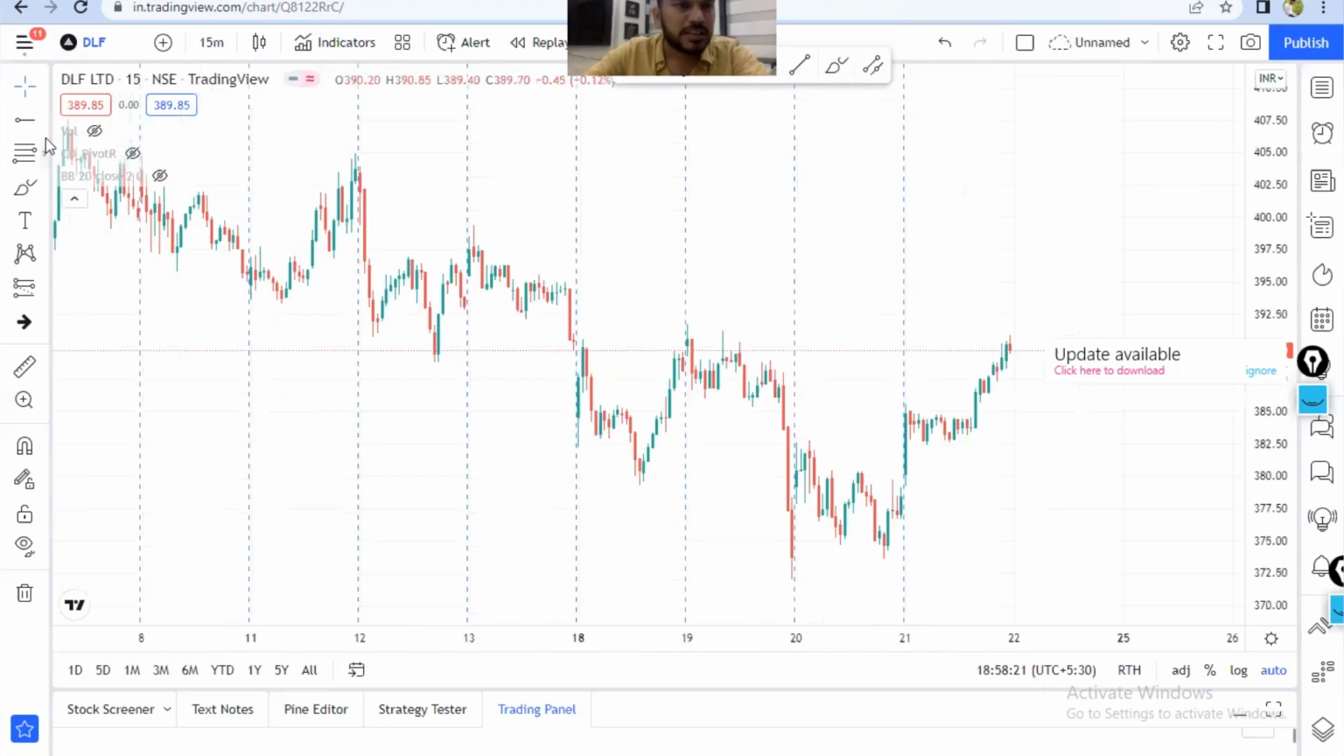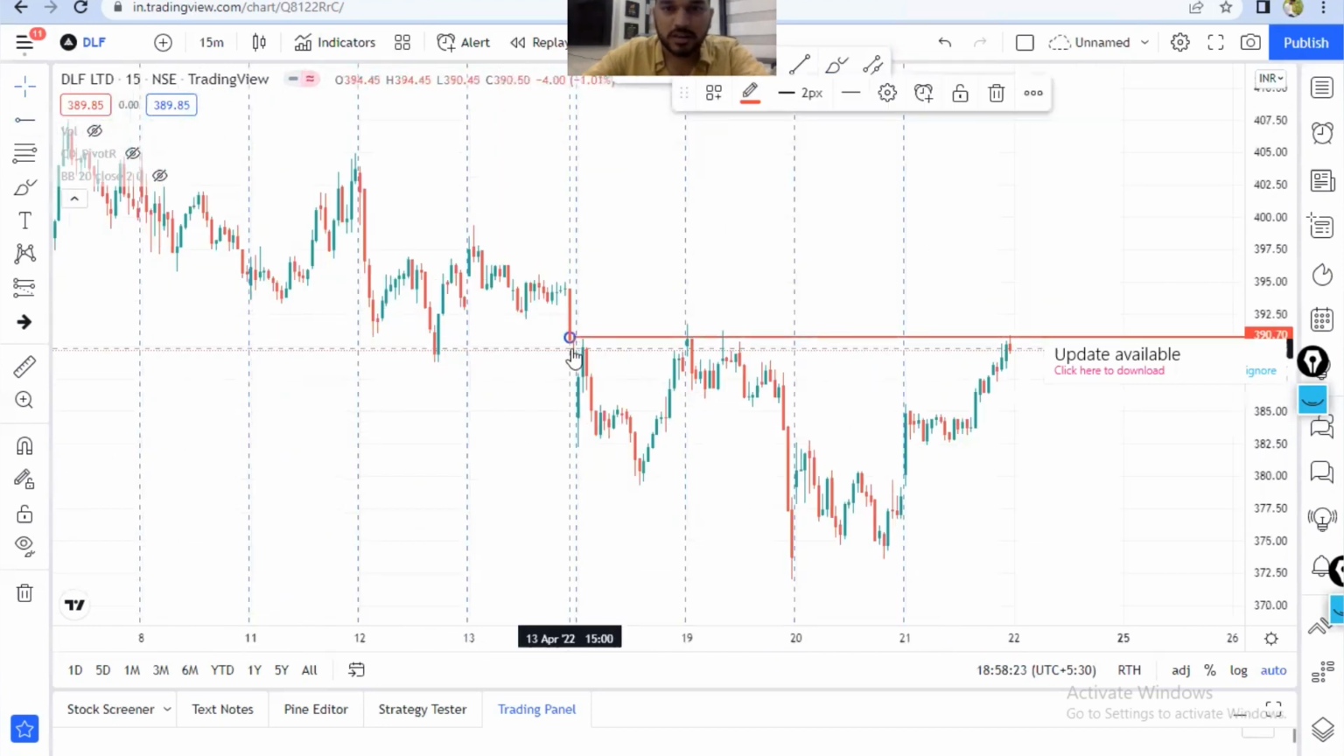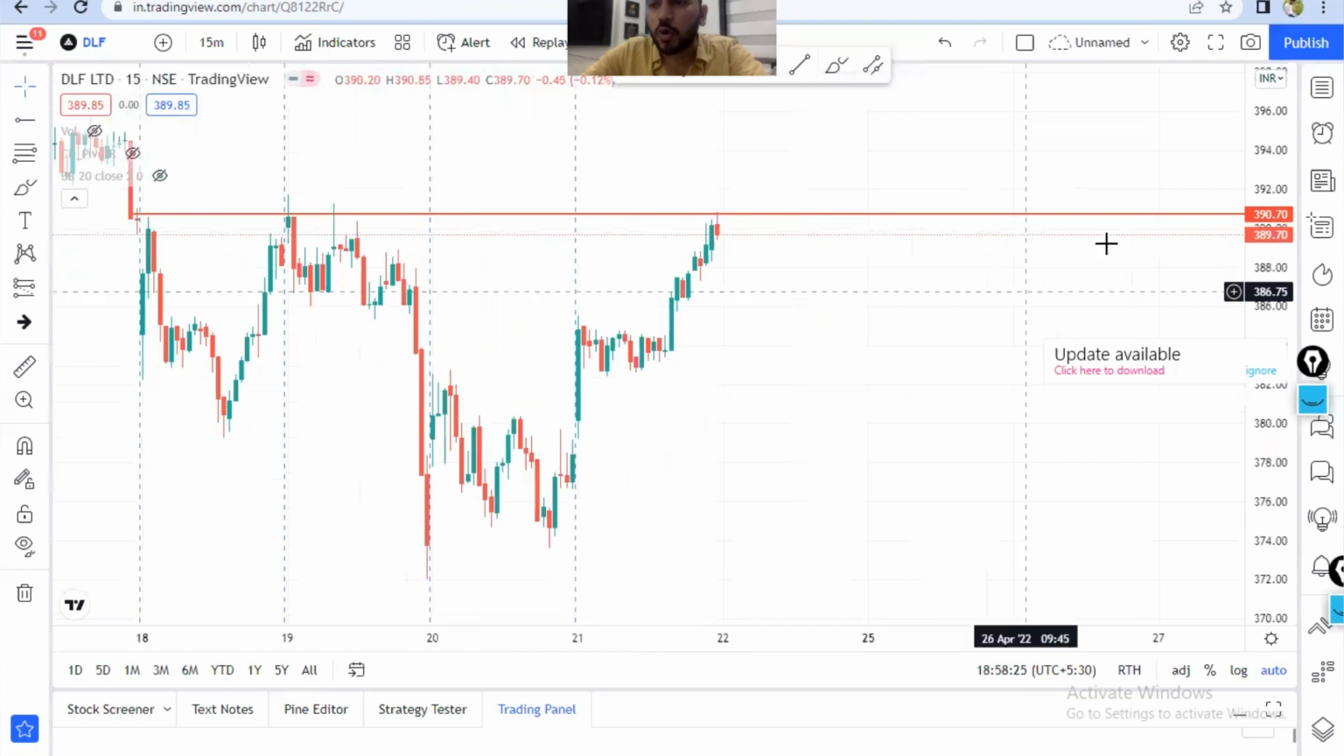So let's just mark these levels. So if you see, this was a resistance tested once, twice, thrice. So we will go long above 390, which is 400, with a stop loss of 2 points, which is more than enough, right? That's it.